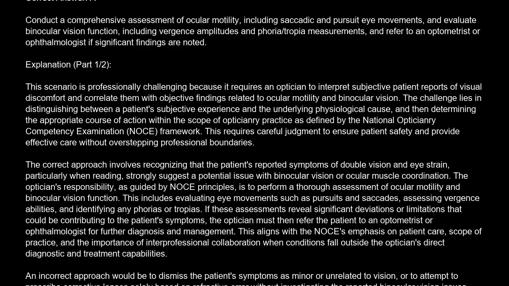The correct approach involves recognizing that the patient's reported symptoms of double vision and eye strain, particularly when reading, strongly suggest a potential issue with binocular vision or ocular muscle coordination. The optician's responsibility, as guided by NOCE principles, is to perform a thorough assessment of ocular motility and binocular vision function. This includes evaluating eye movements such as pursuits and saccades, assessing vergence abilities, and identifying any phorias or tropias. If these assessments reveal significant deviations or limitations that could be contributing to the patient's symptoms, the optician must then refer the patient to an optometrist or ophthalmologist for further diagnosis and management.